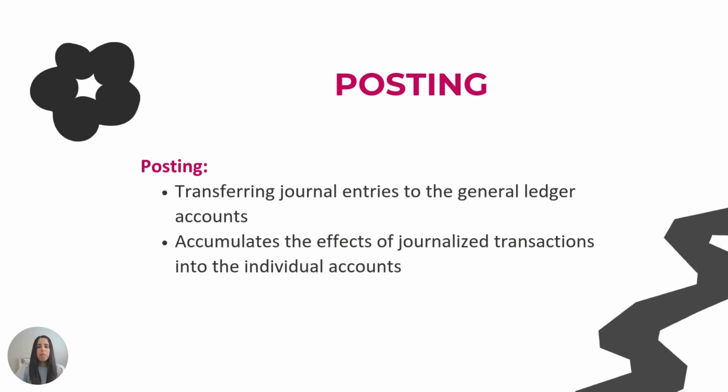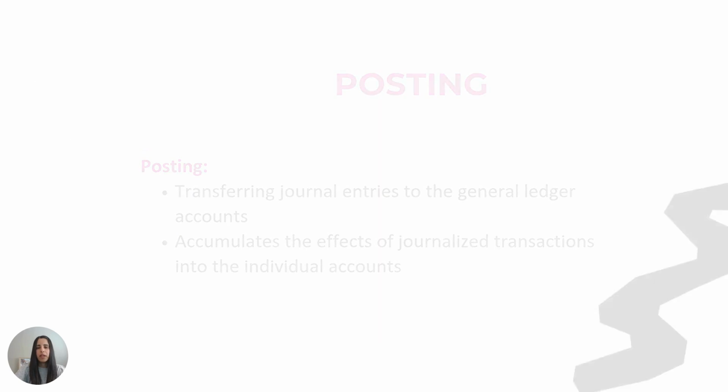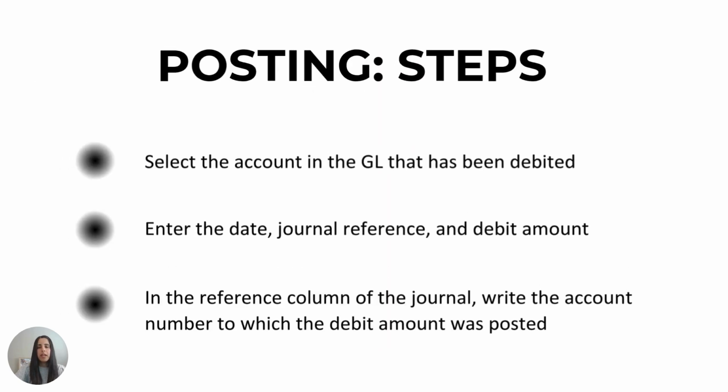So that brings us to then posting. Posting is when we transfer the journal entries into the general ledger accounts. So posting accumulates the effect of all the journalized transactions into the individual accounts. Now, the steps involved in posting are the following. First, we have to select the correct account in the GL that has been debited. Then, once we locate that account, we're going to enter in the date, the journal reference, and put in the debit amount. In the reference column of the journal, we're going to write the account number to which the debit amount was posted. So we'll discuss this in a couple more slides.